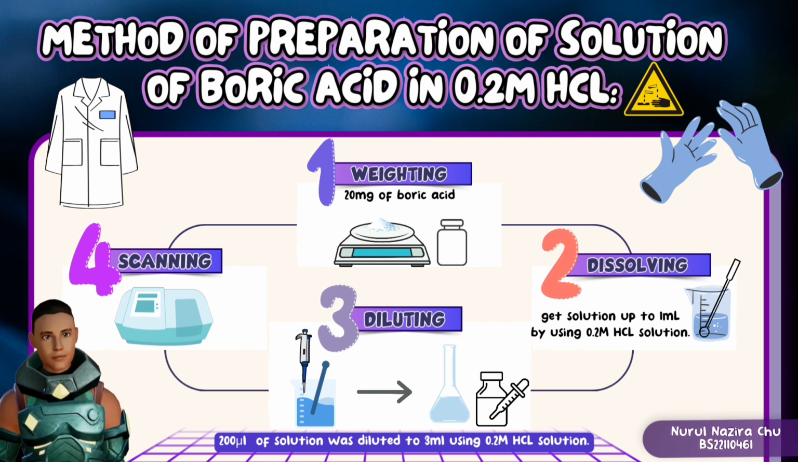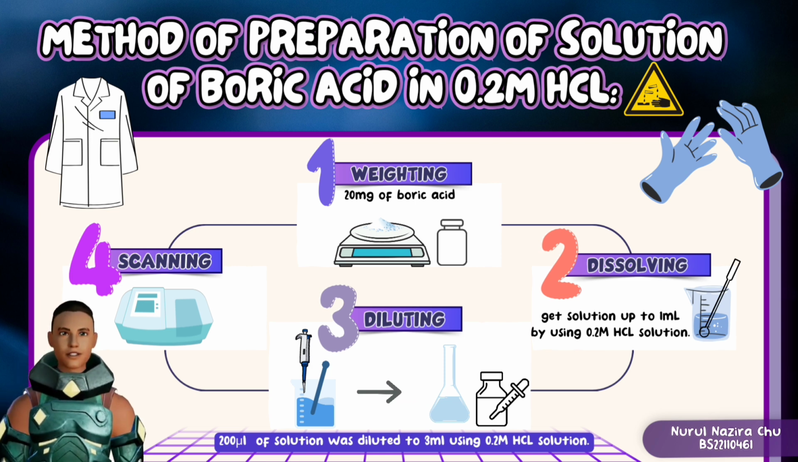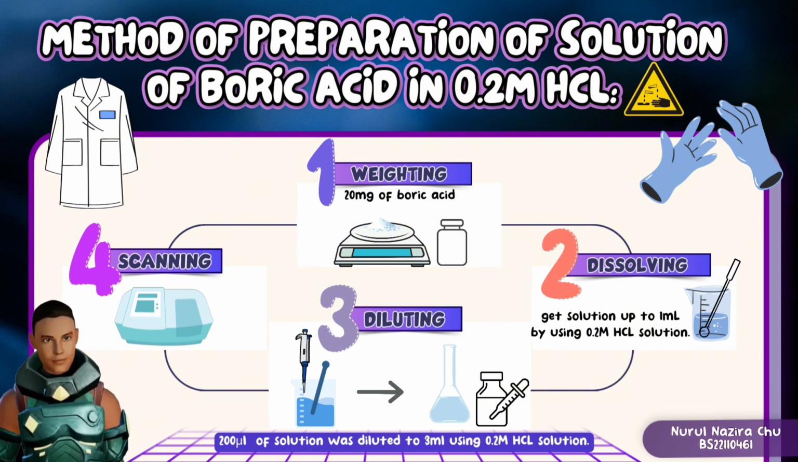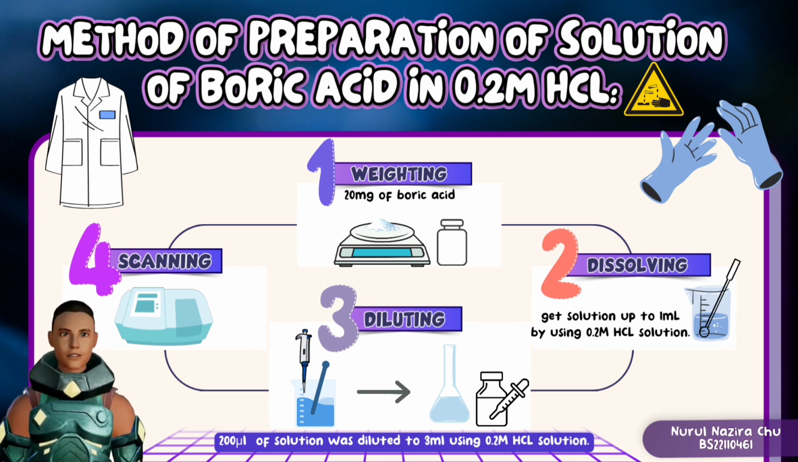These are precautions that must be taken to ensure accuracy and safety. First, 0.2 M HCl is a dilute acid, but it can still cause irritation. Always handle it with gloves and safety goggles in a well-ventilated area. Please ensure all glassware is clean and free of any contaminants, as impurities can interfere with the UV-vis readings. After that, when diluting up to 3 ml, mix the solution gently to avoid introducing air bubbles, which can interfere with spectrophotometric readings.